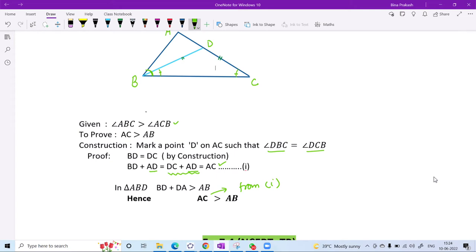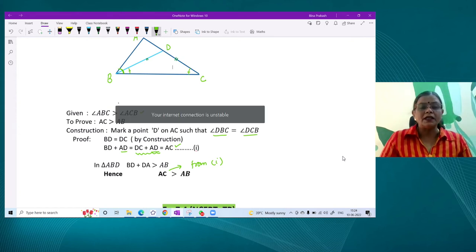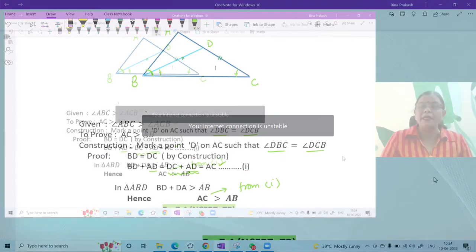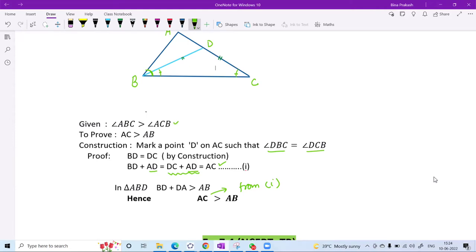So we make the line segment BD in such a way that angle DBC equals angle DCB. With this construction, we get that BD and DC are equal. BD and DC are equal because sides opposite to equal angles of a triangle are equal, by the isosceles triangle property. Now to this, I am adding the same quantity AD. AD is added to both sides of the equality sign.